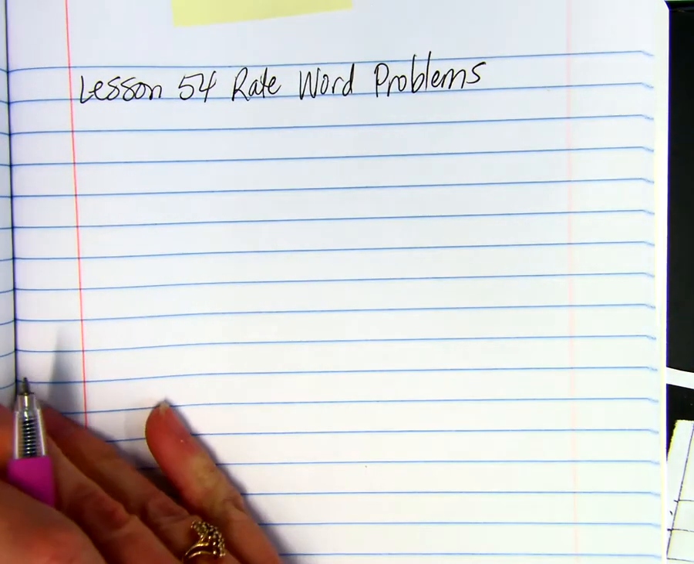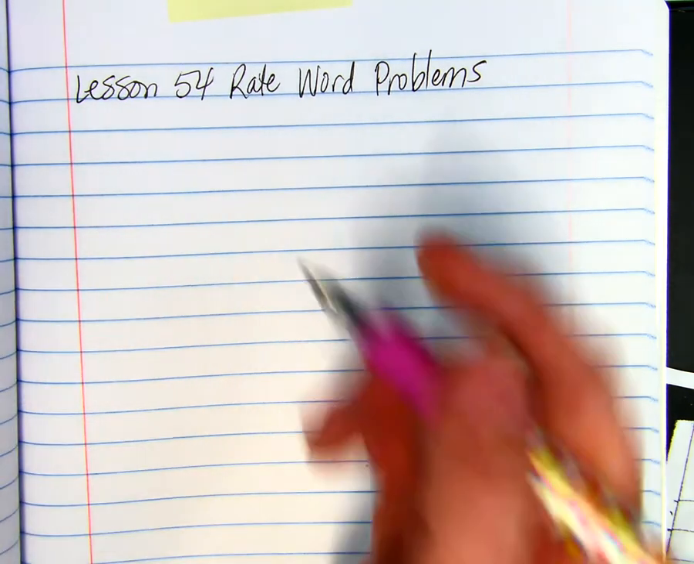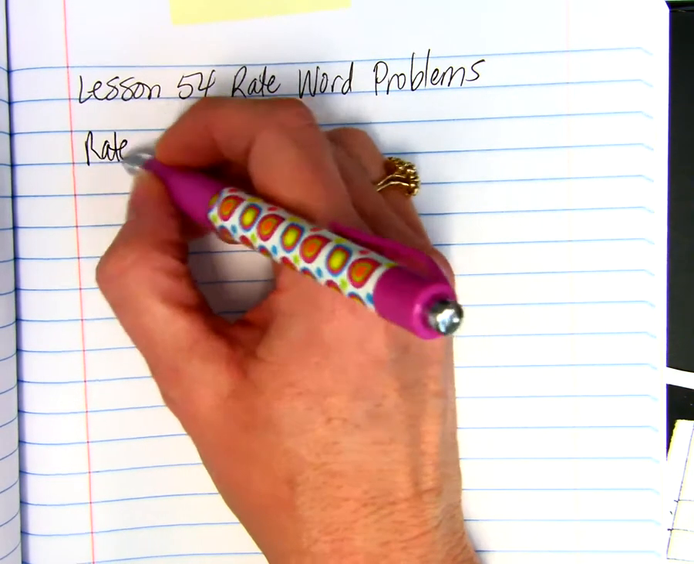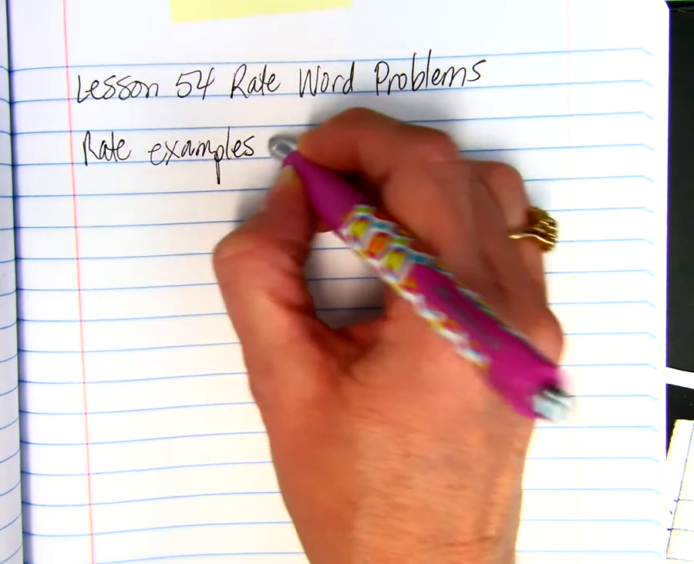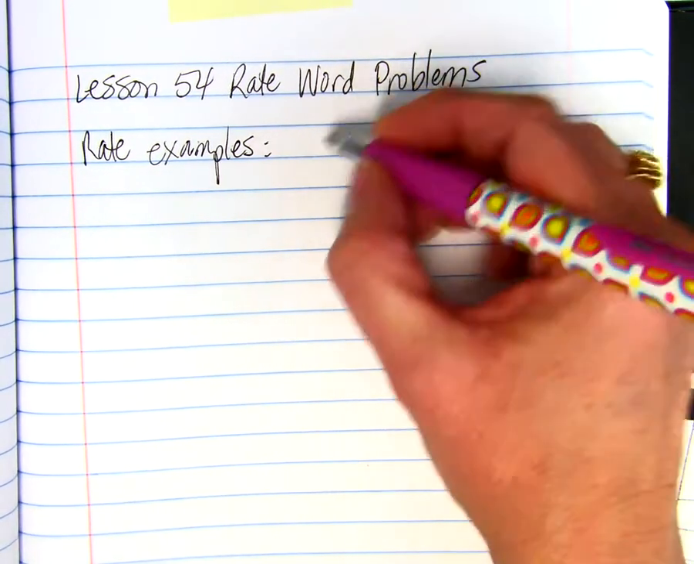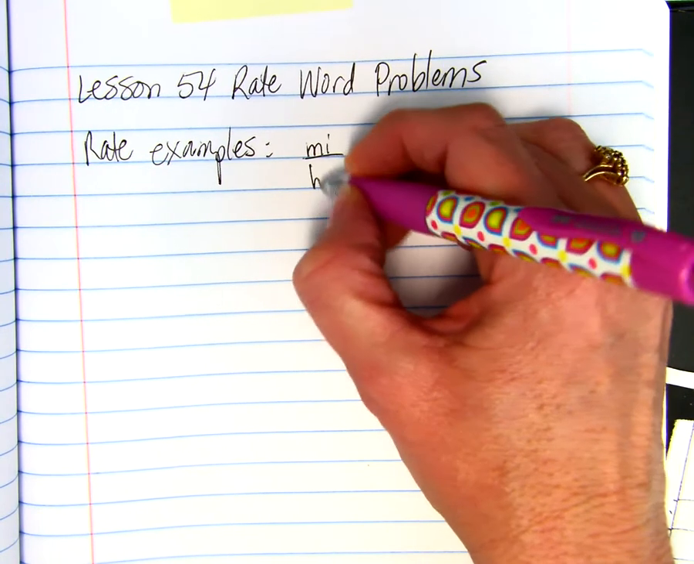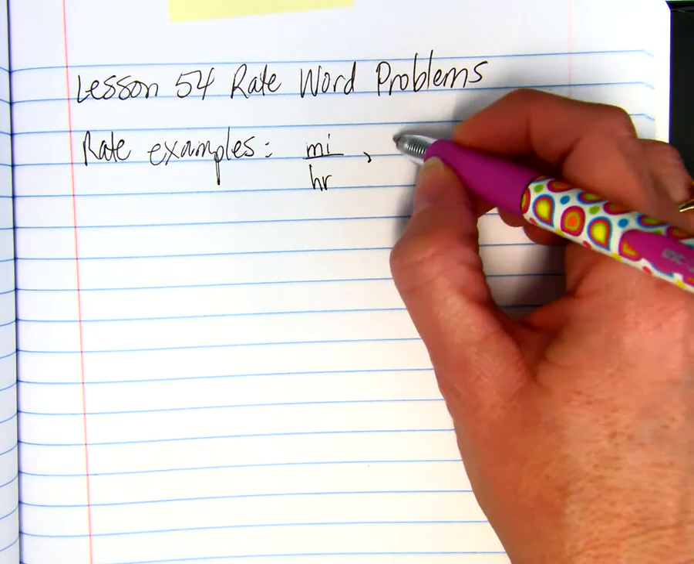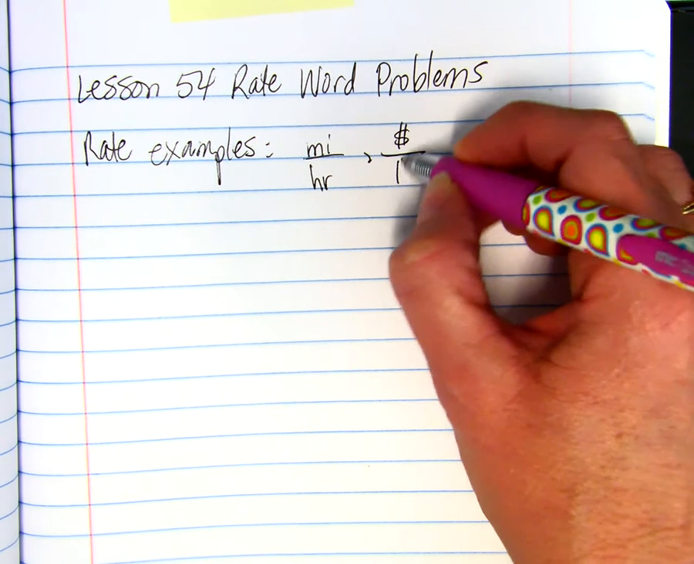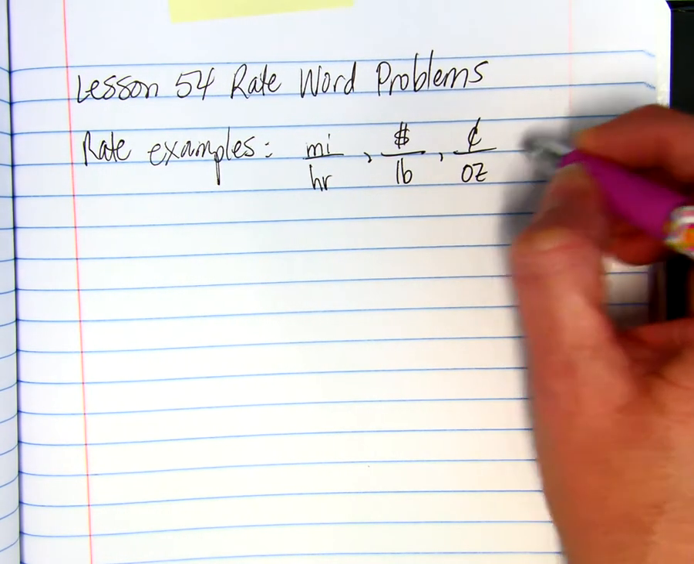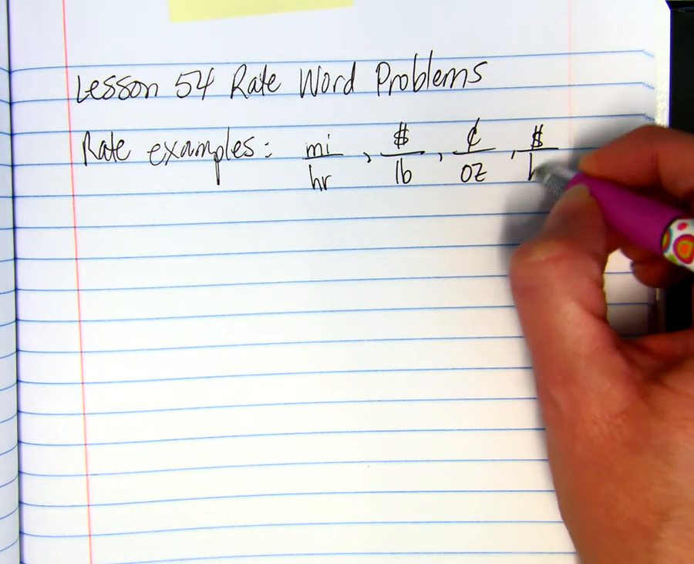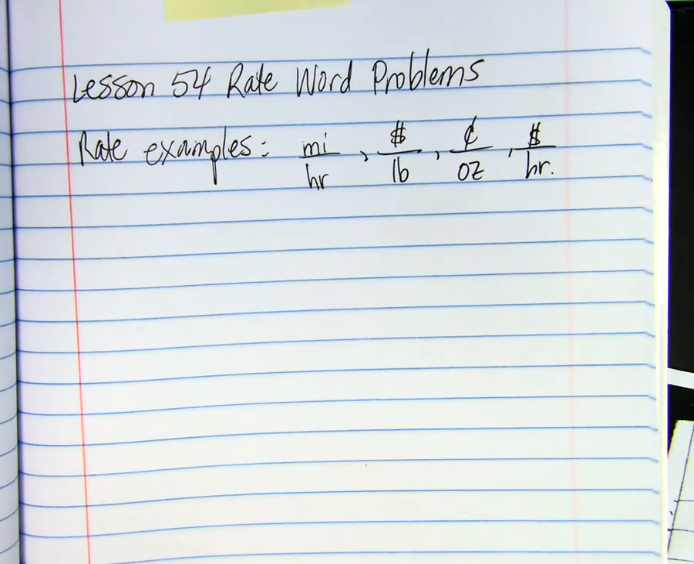And they are great rate word problems. So here's some examples of what rates are. Rate examples would be like miles per hour. That's a rate. Dollars per pound, that's another rate. Cents per ounce. Dollars per hour, which is what Sky charges, $50 per hour to clean. Which is a great rate.